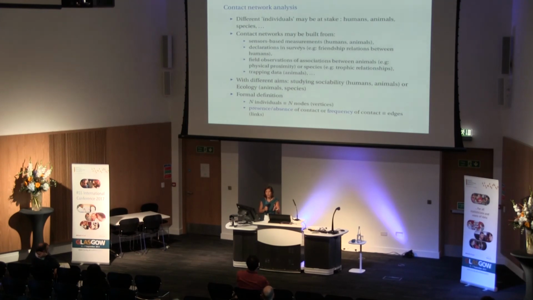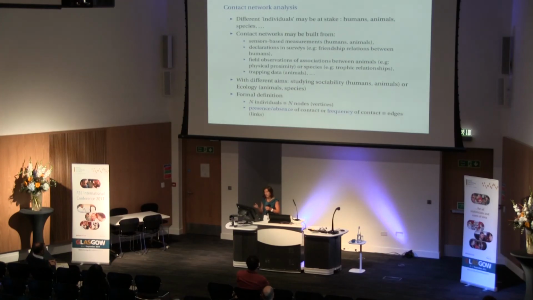And the formal definition is that I have n individuals that will be the nodes of my network, and I can record two different types of interaction: either just a binary interaction, so I record whether there's a presence or absence of contact between any two individuals, or I can record weighted interactions, like for instance the frequency of contact between these two individuals. So the networks that I will look at can be either binary or weighted.